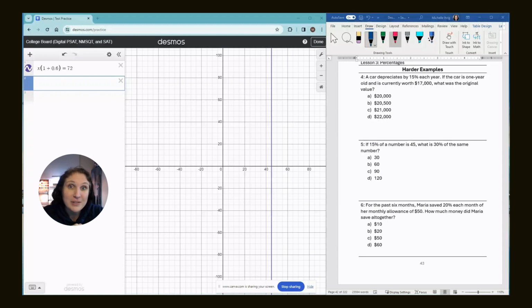If you did buy my book on Amazon, we're on page 43. If you didn't, go get paper and pencil. I'm just saying it. And make sure your Desmos calculator is open so that you can follow along. All right, here we go.